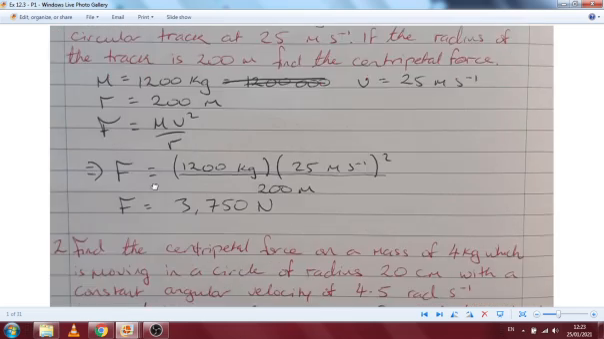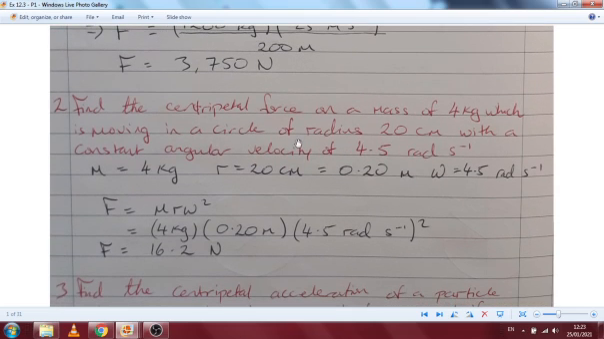In our second question, we're asked to find the centripetal force on a mass of 4 kilograms, which is moving in a circle of radius 20 centimeters, with a constant angular velocity of 4.5 radians per second. So again, we pick out our information. Our mass is 4 kilograms, our radius is 20 centimeters, which we convert to 0.20 meters, and our angular velocity omega is 4.5 radians per second.